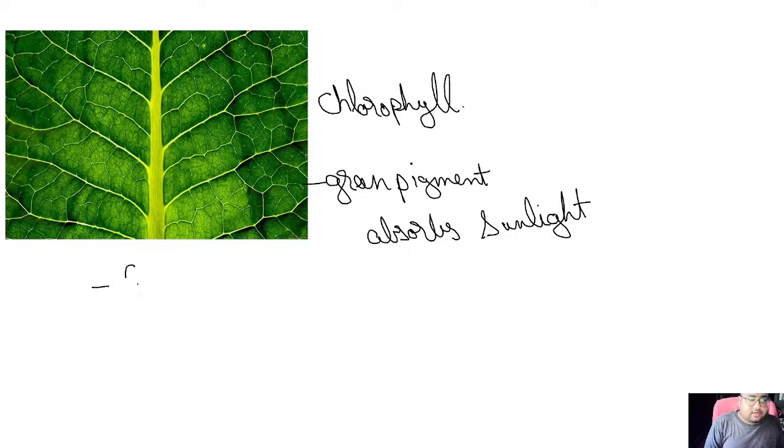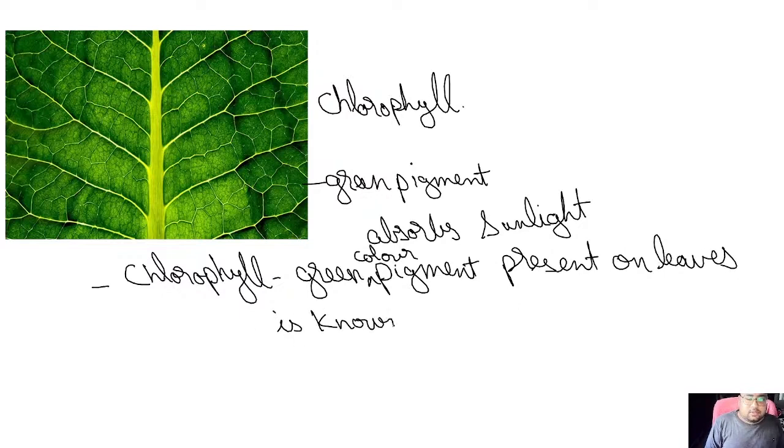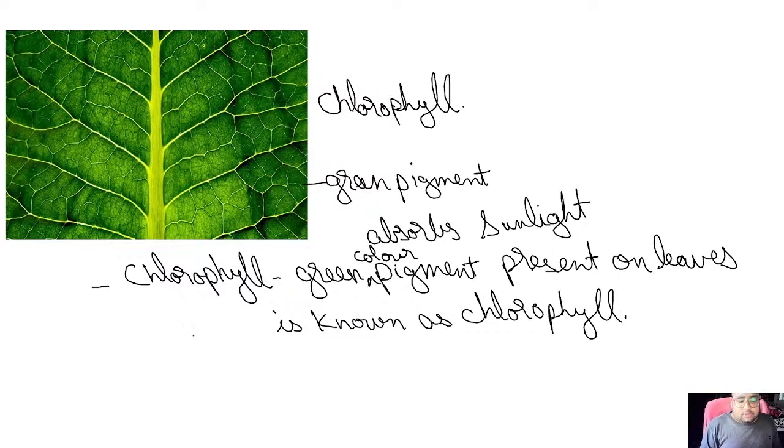As a definition, you can take this down. The green color pigment present on leaves is known as chlorophyll. Understood, students? The green color pigment which you see on leaves is what absorbs sunlight. This is how it works.